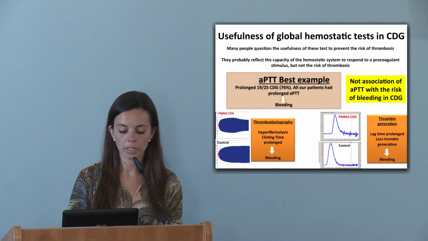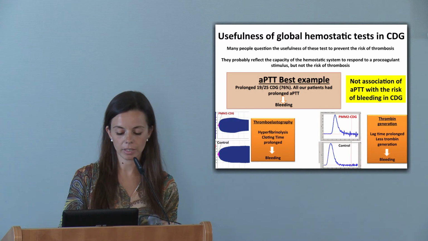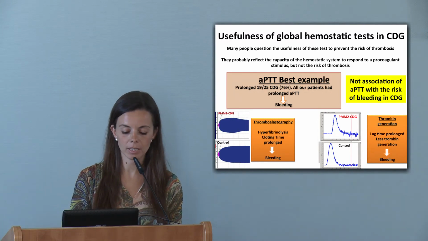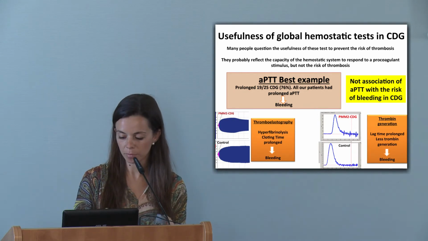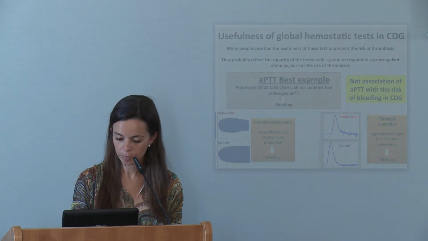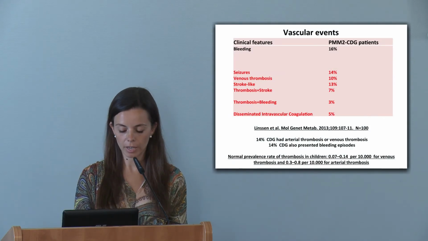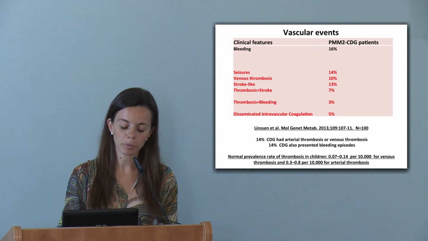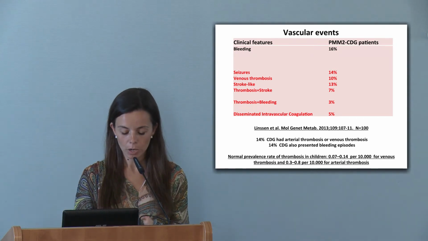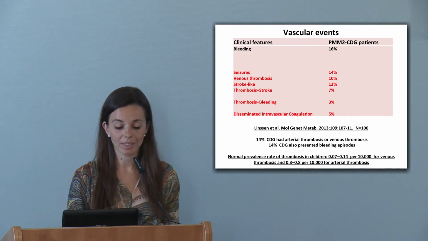And we also performed thromboelastography and thrombin generation with the same results. These global tests suggested a very high risk of bleeding, but we see that this is not in correlation with the clinical findings. Because as you can see here, in the vascular events that we have reviewed from the literature and from our cohort, 60% of cases have bleeding, but we have seen that the thrombotic problems are more frequent in CDG than the bleeding.